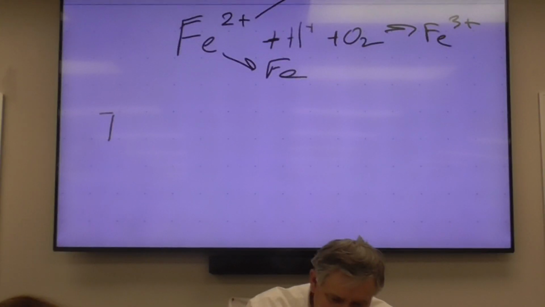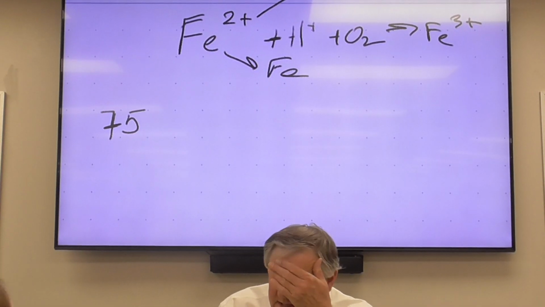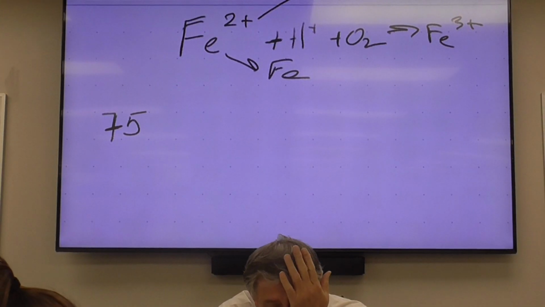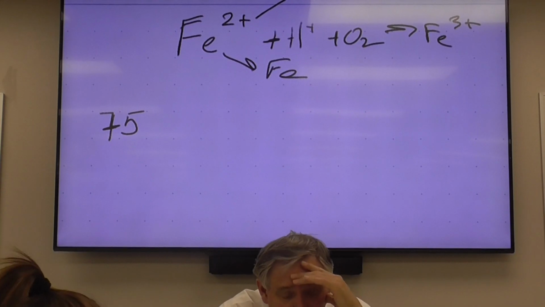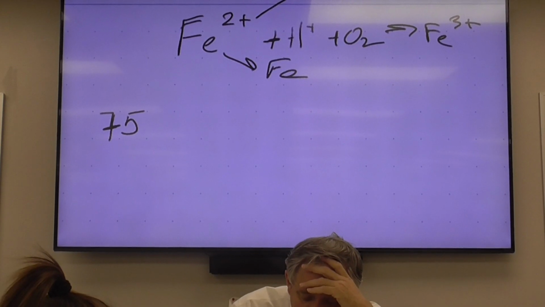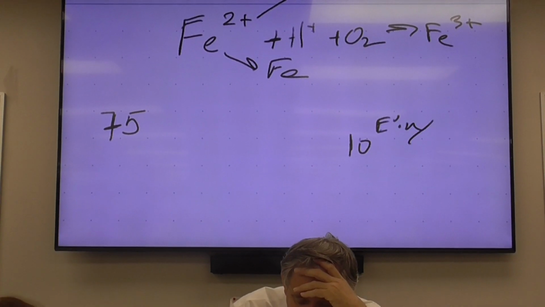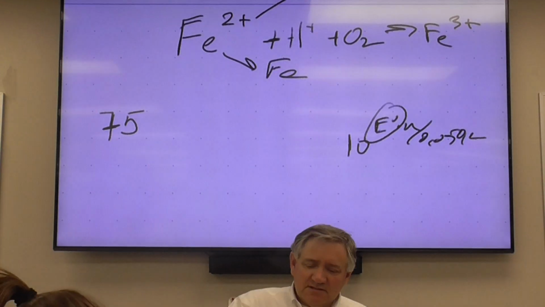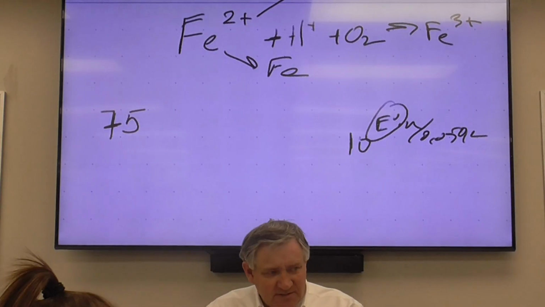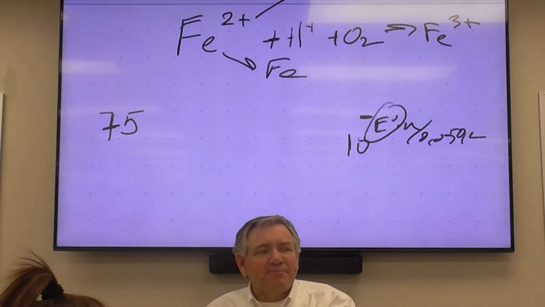Now, let's talk about 75. So on 75, you're asked to find a Ksp value. What do you know about Ksp values? Pretty small. So when you take 10 to the E naught times n divided by 0.0592, what has to be the sign of your E naught value to produce a small value for K? Negative. This is the big picture.